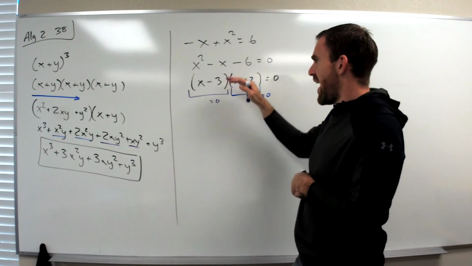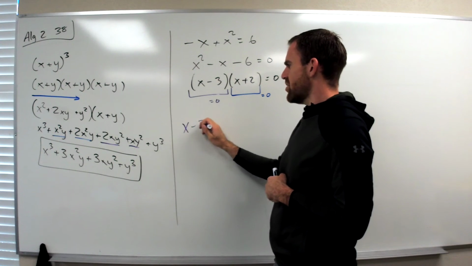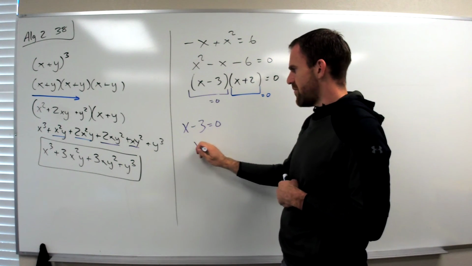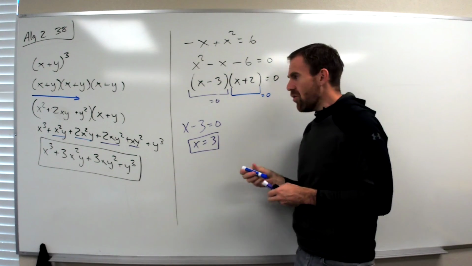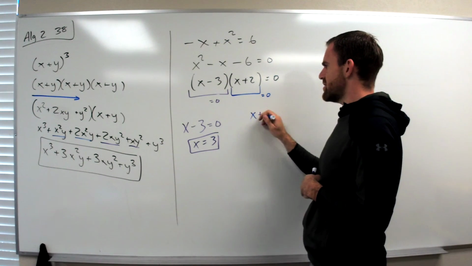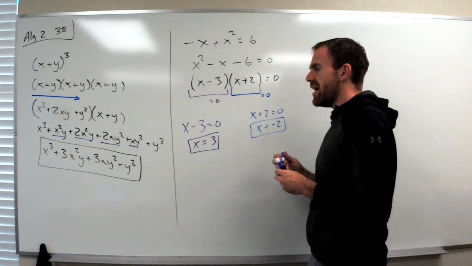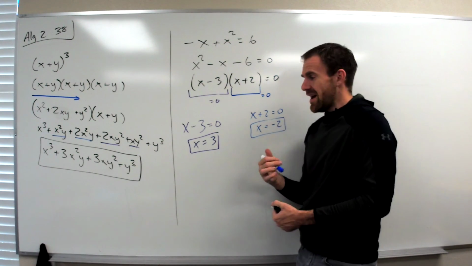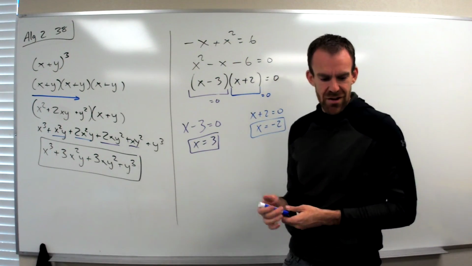So once we've factored, which was this, I can set each factor or each term equal to 0 and solve. So x equals 3 or x plus 2 equals 0. So x equals negative 2. Now, if you have extra time at the end of a test, you could take these and plug them back in to make sure they work in the original equation.